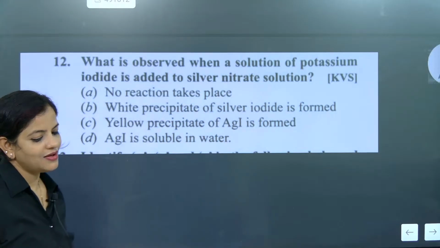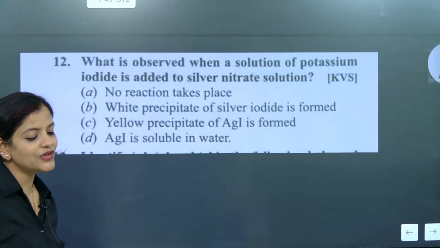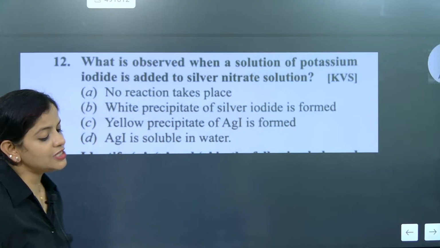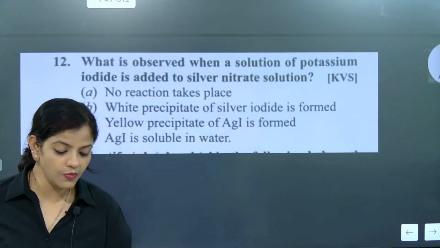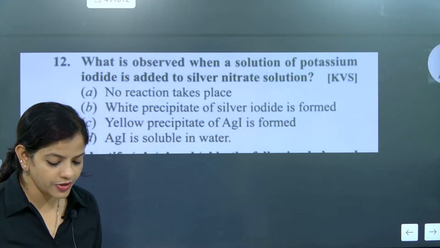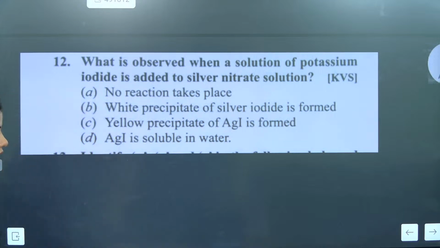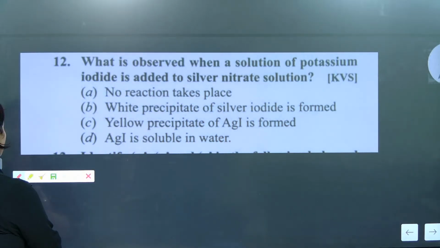No, it is insoluble. Yes, I got the first correct answer, that is yellow PPT of silver iodide is obtained. Please note down this question and remember this part: when silver nitrate and potassium iodide are reacted, note down this one, silver nitrate AgNO3.